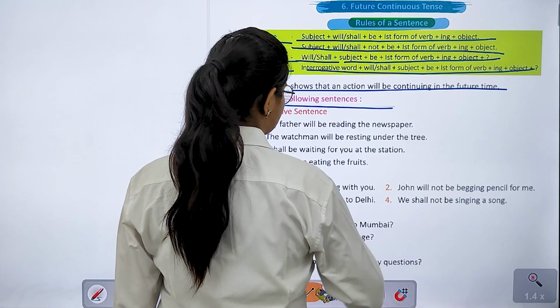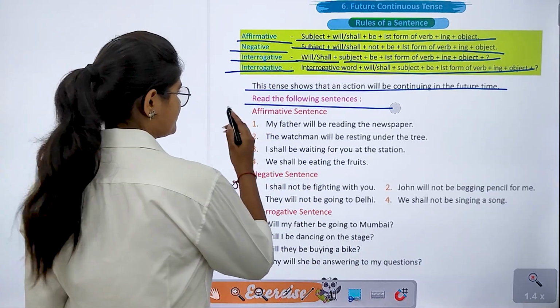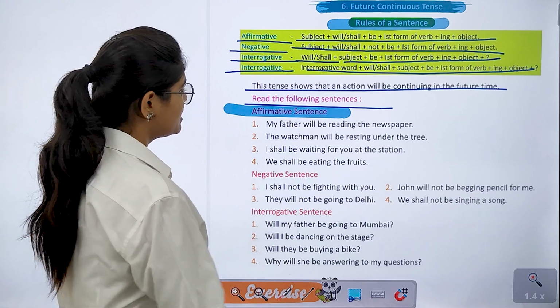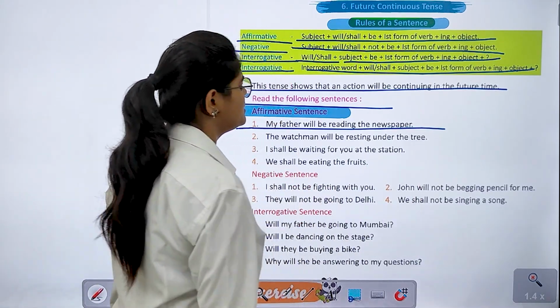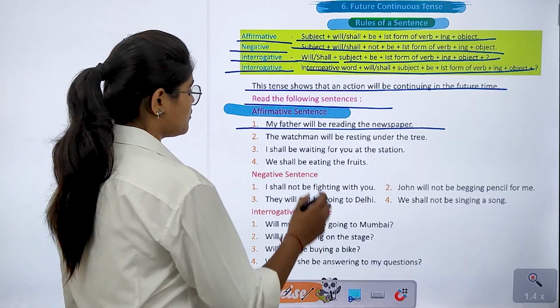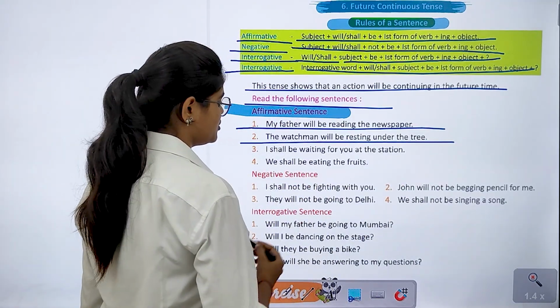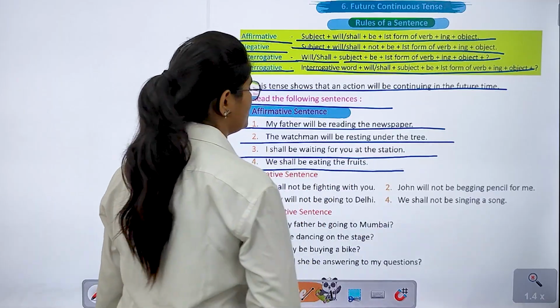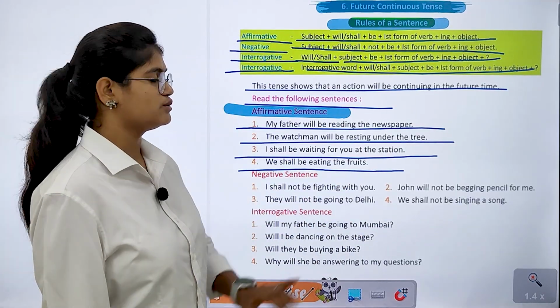So read the following sentences. जल्दी से इन sentences को पढ़ते हैं. So first one are the affirmative sentences, which is: My father will be reading the newspaper. Right? Next is: The watchman will be resting under the tree. I shall be waiting for you at the station. We shall be eating the fruits.